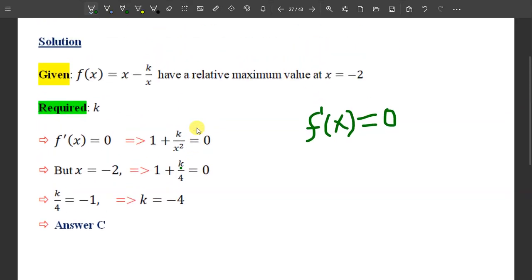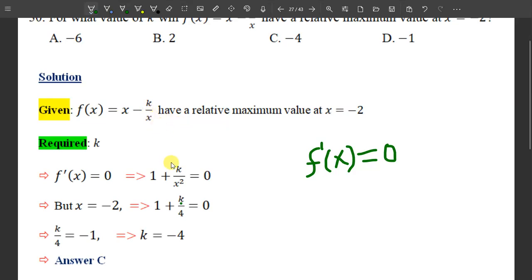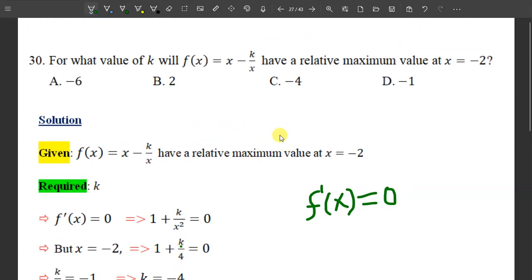When the value of k is equal to minus 4, then this function f of x has a relative maximum at x is equal to minus 2, if and only if k is equal to minus 4. Therefore, the required value is obtained. It is minus 4. That was what we have been asked. And minus 4 is here in choice C. If you answer this C, then you will get the point.